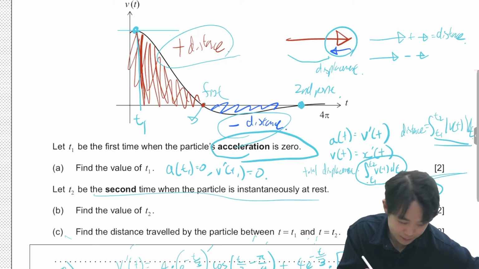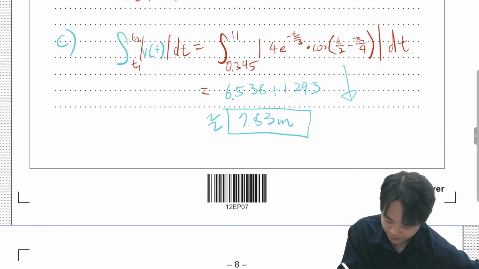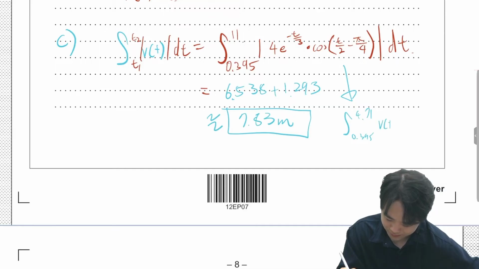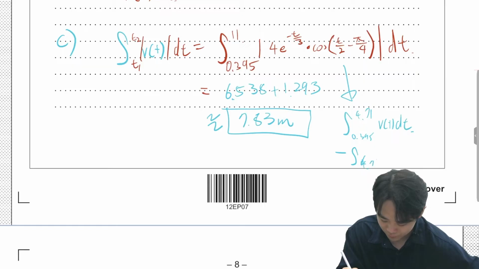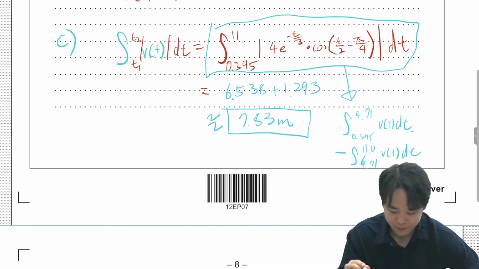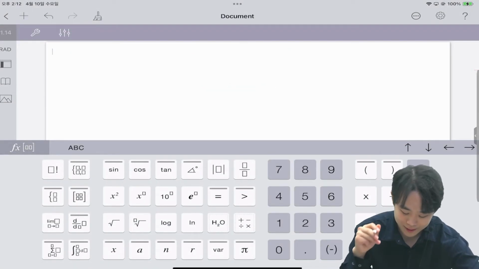Otherwise, since we saw that this part was 4.71, you could also break this integral down, right? So you could have 0.395 to 4.71 of v(t) as is, and then we subtract 4.71 all the way to 11.0. Since this area is negative, subtracting this negative area will add everything up for you. But I would prefer to just use this expression right away. So let's move on to the calculator to calculate that expression.